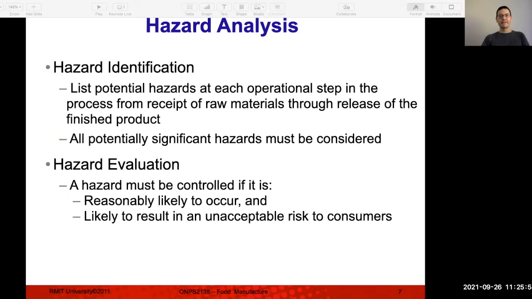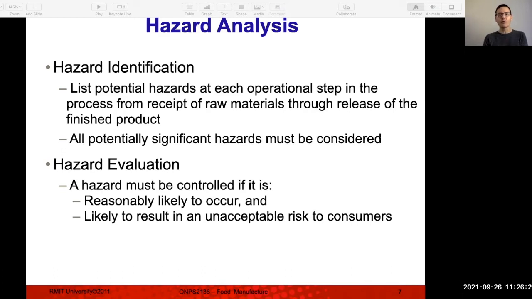So the first step is a hazard analysis of your entire process. This starts by identifying the hazards by listing every potential hazard at each operational step in the process. As I mentioned before, right through from when the raw materials are received in your facility, right up until release of the finished product from your responsibility, whether that's out of your manufacturing facility or once it gets delivered to a distribution center, for example.